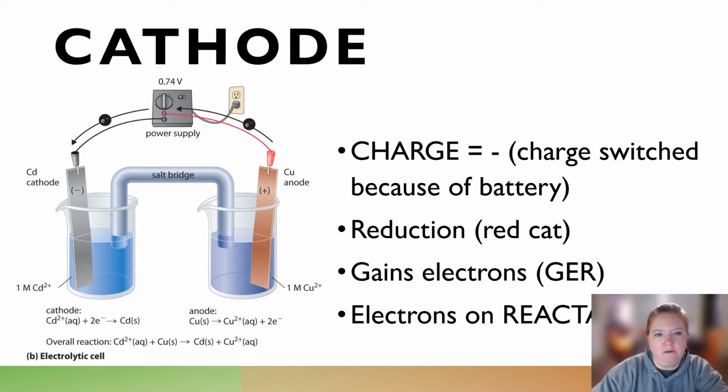Let's look at the cathode. All right, so the cathode is negative. Again, that charge is switched because of the battery. But then everything else, like cathode, behaves normal. It's reduction, red cat. It gains electrons, GR. The electrons are on the reactant side, okay?